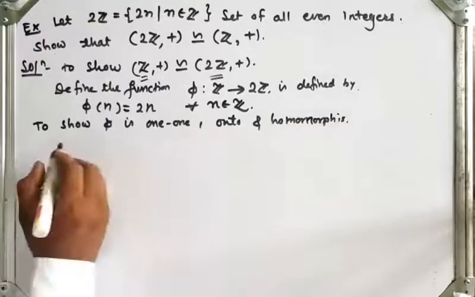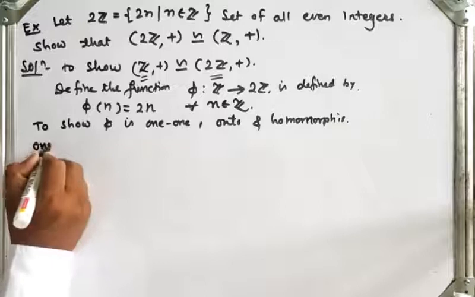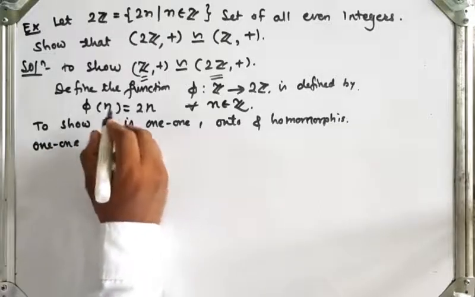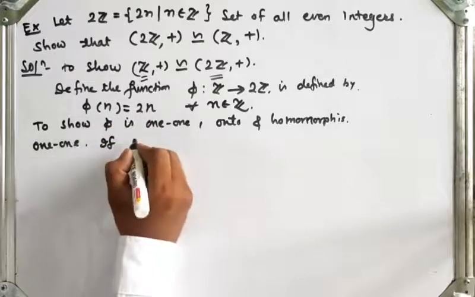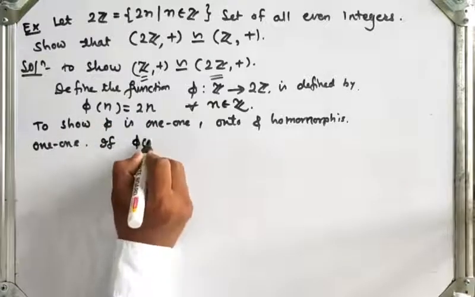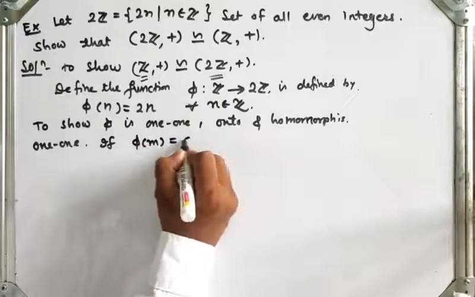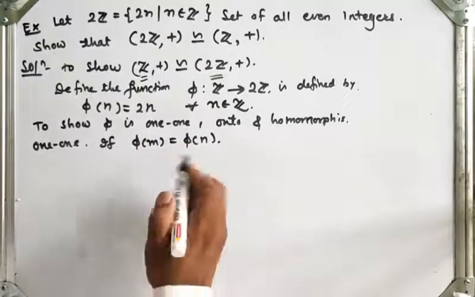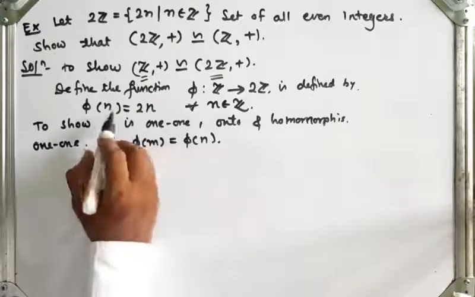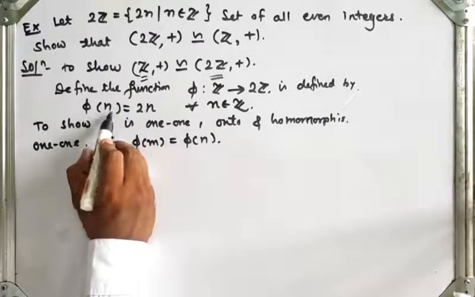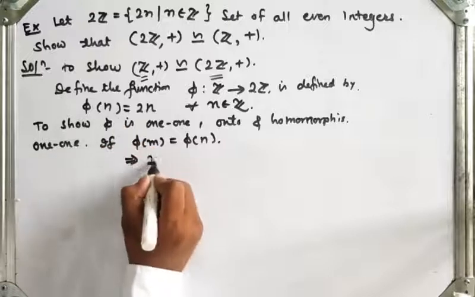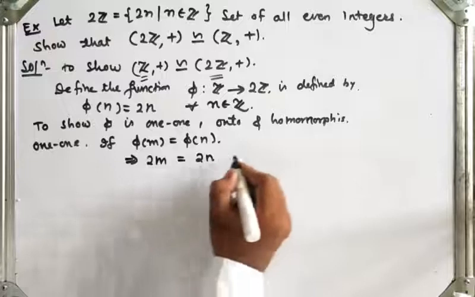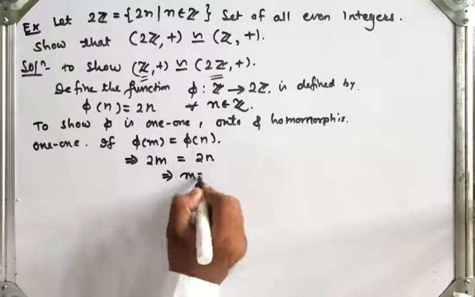So first, one-one case. If I have two sets, phi of n and phi of m, which are equal, if phi of m is equal to phi of n, then what will we have? So what is phi of m? If I replace n by m, then phi of m should be twice m, which is equal to twice n. So the 2s will get cancelled. So finally I get m is equal to n.